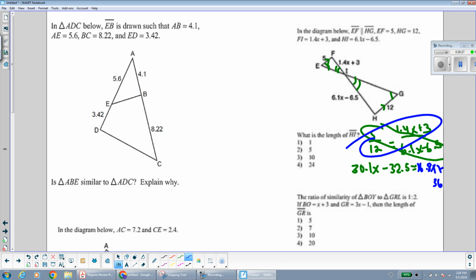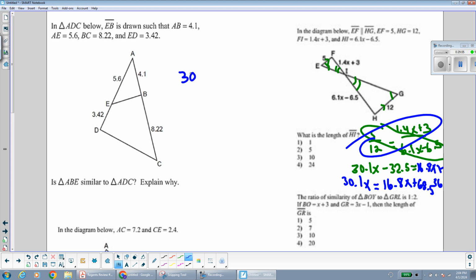So let's get this together here. I'm going to add 32.5 to both sides. So this is 30.1x is equal to 16.8x, and 36 plus 32.5 is 68.5. Then I'm going to add 8x to both sides. So 30.1 plus, oh, that's 16.8. Ooh, I can't even read my own handwriting anymore. I really should have used more space for this. Let me rewrite it over here next.